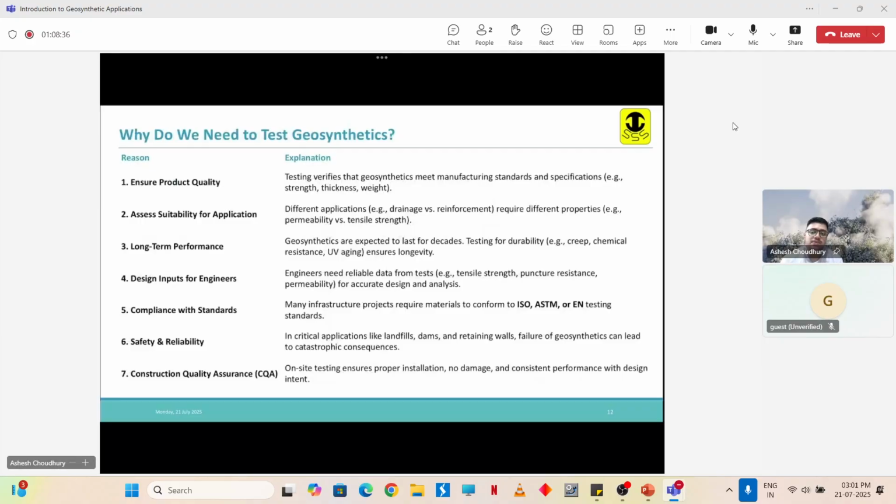Then you need design parameters for your designing. When you design, engineers need reliable data from tests. Example, tensile strength, structural resistance, permeability for equivalent design. Okay. Now, compliance with standards. Many infrastructure projects require materials to conform to ISO, ASTM or EN testing standards. For that also you have to test them.